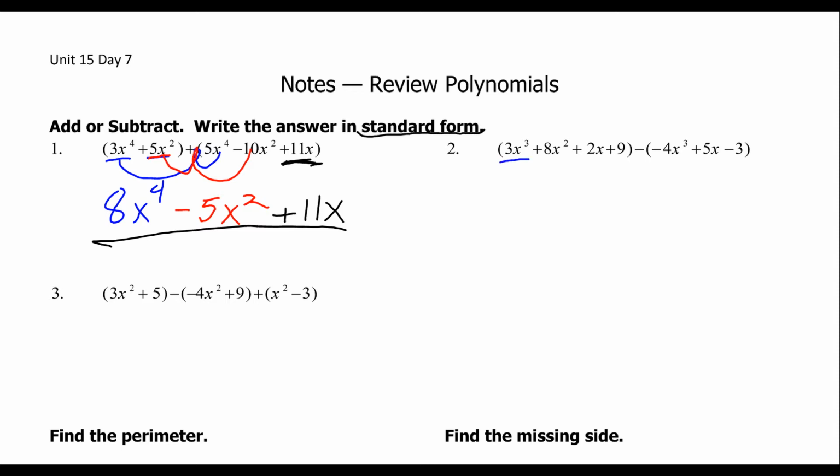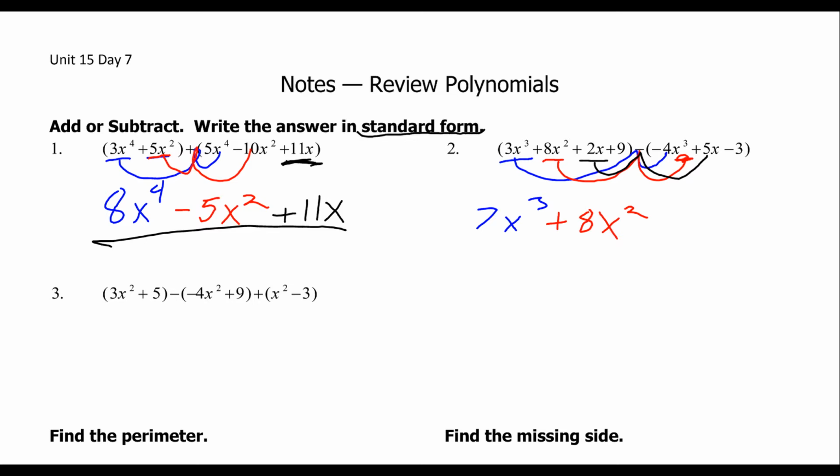We've got 3x cubed minus negative 4x cubed. So that's going to be 7x cubed. And we've got 8x squared minus nothing, okay? There's nothing here to combine that with, so we just say plus 8x squared. Now we got 2x minus 7x, or 5x, my fault.